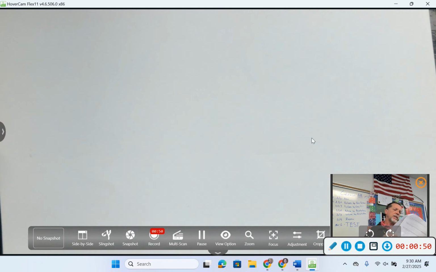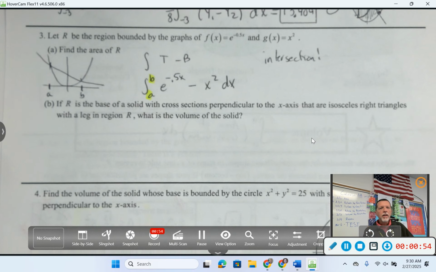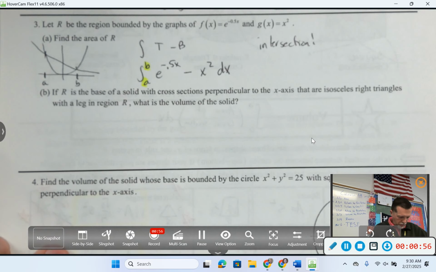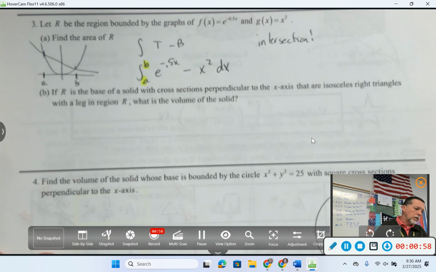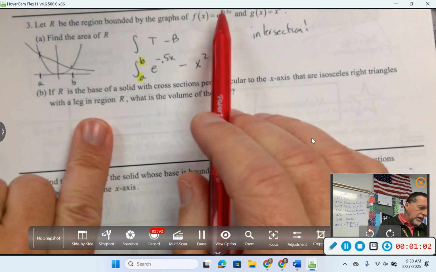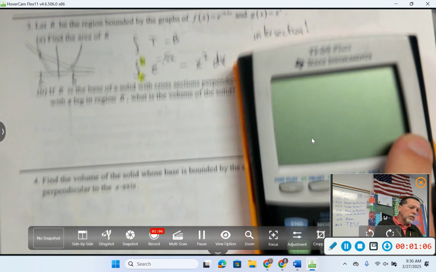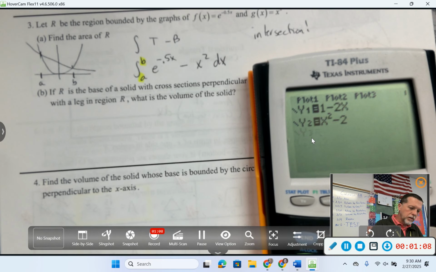We did a couple of examples. We got to number 3 and we sort of raced through it. So let's back up and finish number 3 for real. So we said R is the region bounded by e to the negative 0.5x and x squared. This is almost certainly going to be a calculator problem.